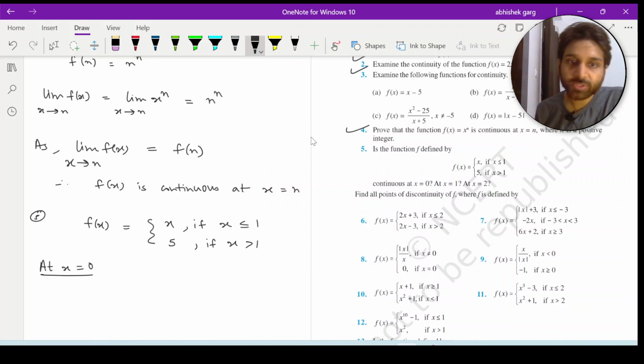So at x equal to 0. Now x equal to 0 will fall under this category, right? Because x is less than or equal to 1, and x equal to 0 is less than or equal to 1. So we can use f(x) is equal to x for this case.